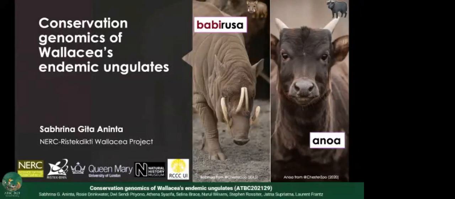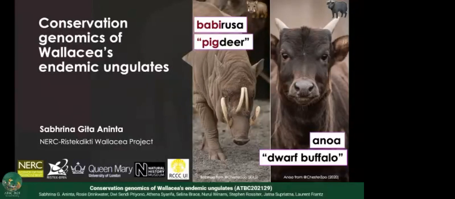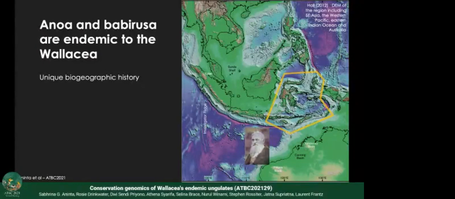Babirusa literally means big deer because it looks like a pig with tusks that look like deer's antlers. And Anoa in the local language means dwarf buffalo, because it looks like a buffalo, but it's half the size of the common buffalo in the mainland. Anoa and Babirusa are endemic to the Wallacea region in Southeast Asia. This is an area with a unique biogeographic history, as it is the meeting between two tectonic plates and also has a relatively young geological period.